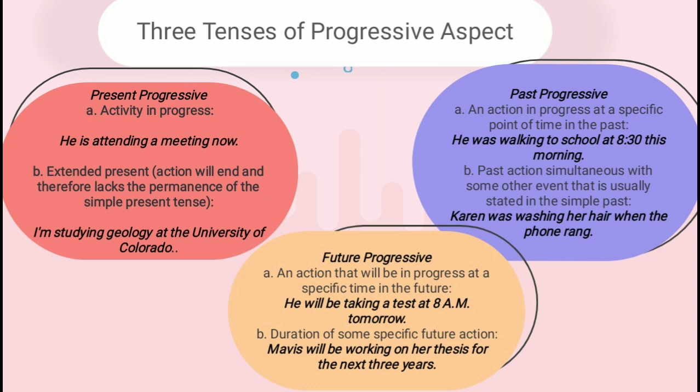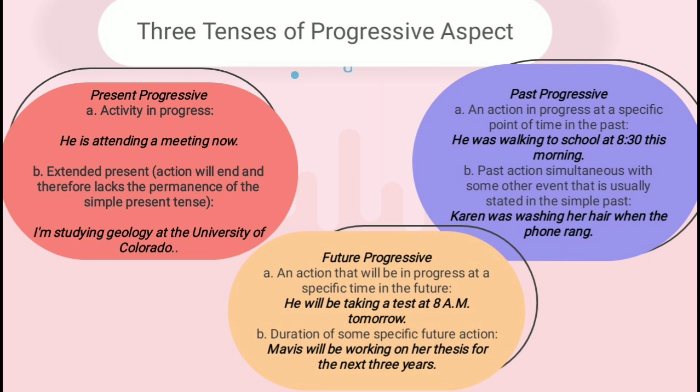The present progressive, sometimes called the present continuous, is an activity in progress. When we talk about progress, it has started and is still continuing. For example, he is attending a meeting now. Letter B, extended present action will end and therefore lacks the permanence of the simple present tense.